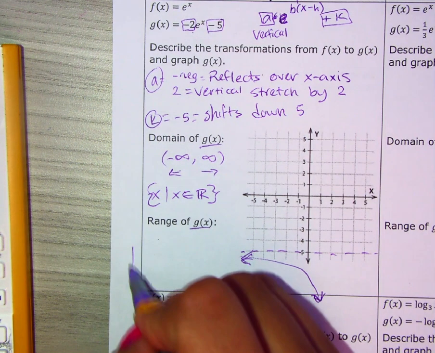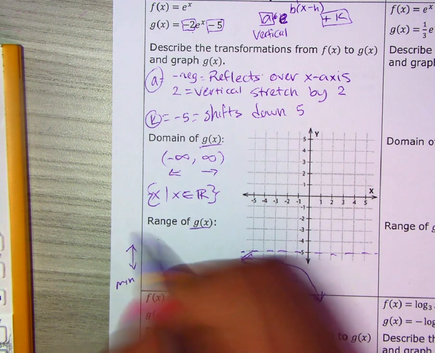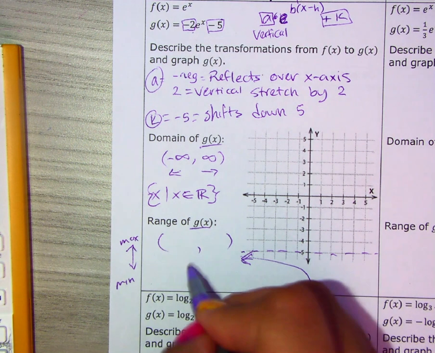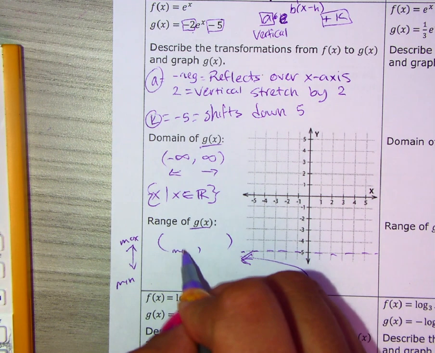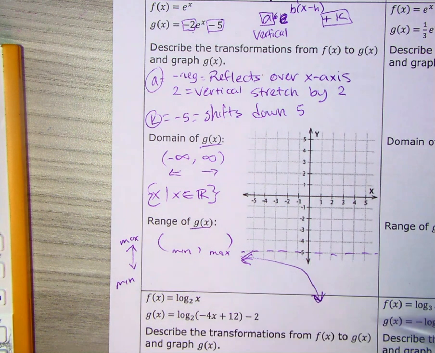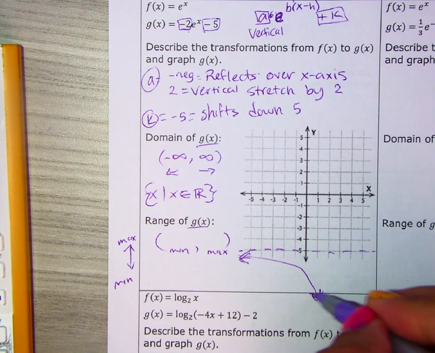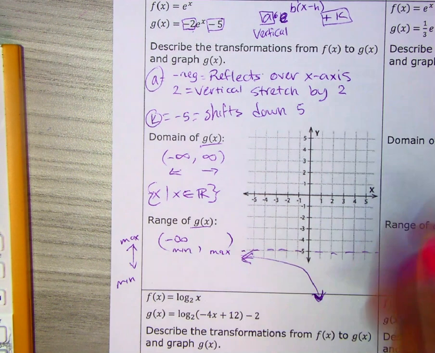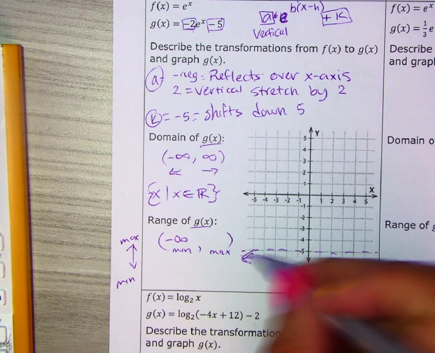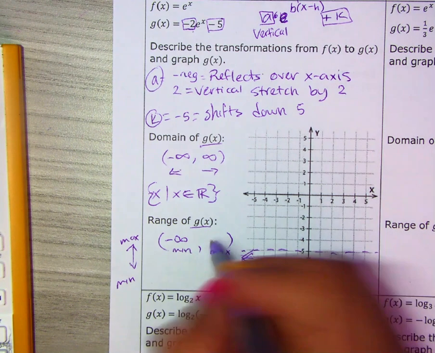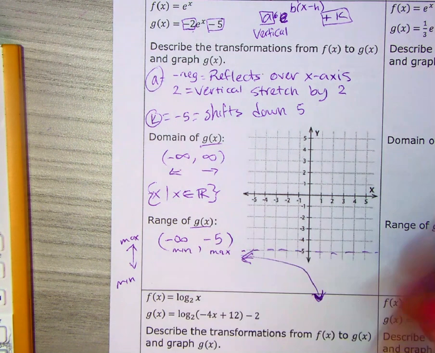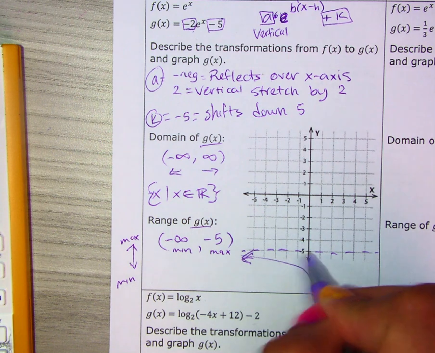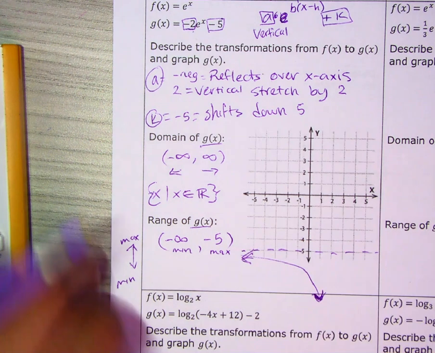Range, we're looking at it up and down. Minimum is the lowest, maximum the highest. But when we write it here in parentheses, we still want to have the minimum on the left, maximum on the right. So minimum here is this graph going forever down, so it's going to be -infinity. And then up, the highest it could go is where the asymptote is at. So that's -5. And we don't put a bracket, we leave it as parentheses because it's an asymptote, so it's never touching that point.